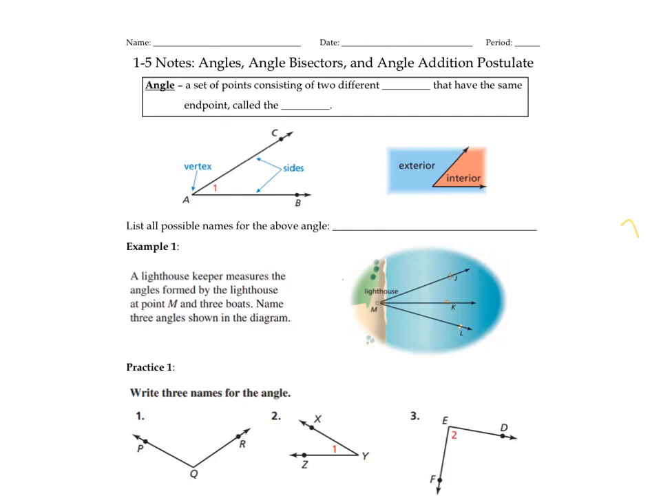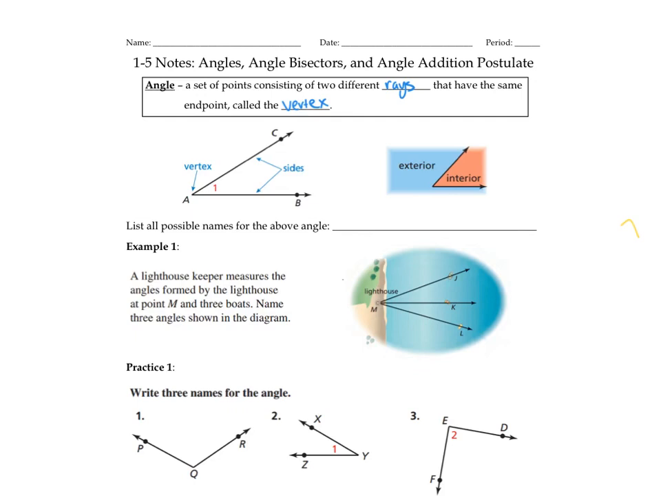All right, so today we're going to be talking about angles, angle bisectors, and the angle addition postulate. An angle is a set of points consisting of two different rays that have the same endpoint called the vertex. So if you look at this diagram below, it shows you the sides. So AC is a side, ray AB is also a side, and then angle A would be the vertex.